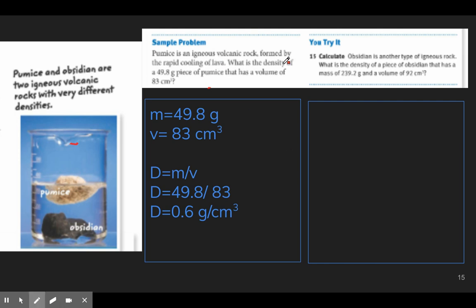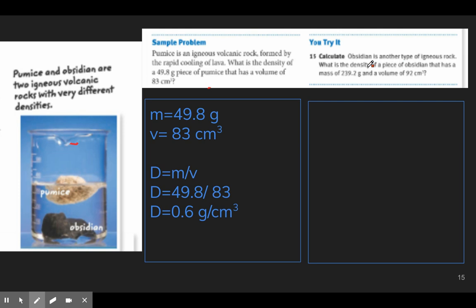Pumice is an igneous volcanic rock formed by the rapid cooling of lava. What is the density of a 49.8 gram piece of pumice that has a volume of 83 centimeters cubed? So if our mass is 49.8 and our volume is 83, we just use the formula mass divided by volume. So 49.8 divided by 83 is 0.6 grams per centimeter cubed. And I look at that and I say that makes sense because I know it floats, so it has to have a density of less than 1, and it does, so it works out.